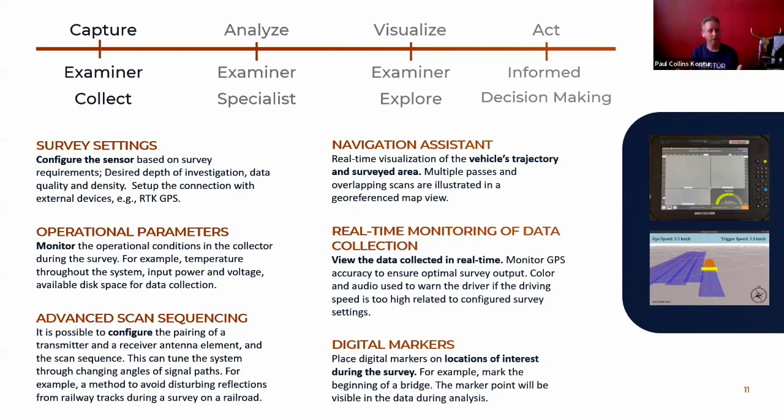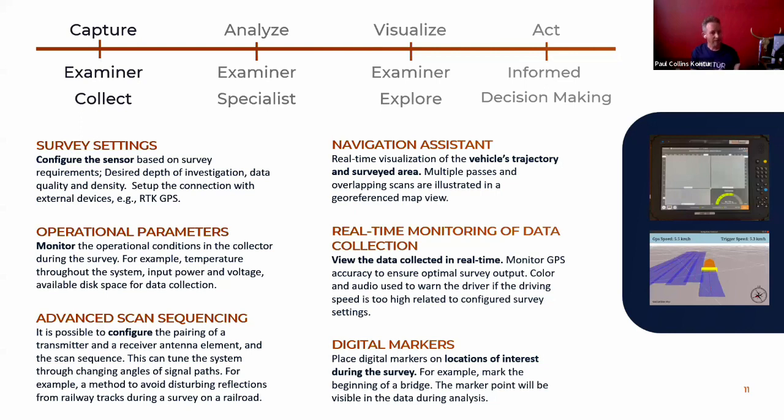You can also look at the power input, the amount of space you have on your disk, the temperature, all sorts of different things as you move. So you know really what's happening with the system and how the system's performing. You have navigation assist, which gives you the trajectory in the surveyed area that you've already collected. When you're doing multiple scans, you can see that you're overlapping or that you're coming up to the next part of your survey area, for instance.